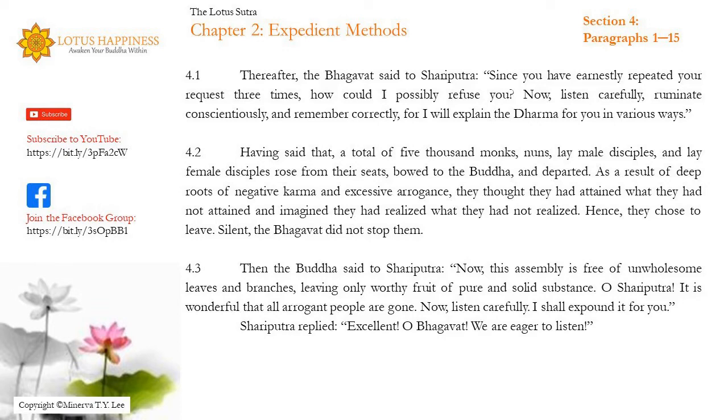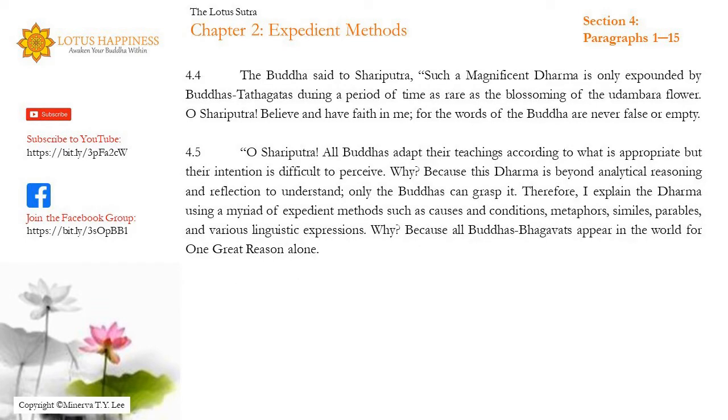"O Shariputra! It is wonderful that all arrogant people are gone. Now, listen carefully. I shall expound it for you." Shariputra replied, "Excellent. O Bhagavat! We are eager to listen." The Buddha said to Shariputra, "Such a magnificent Dharma is only expounded by Buddhas Tathagatas during a period of time as rare as the blossoming of the Udumbara flower.